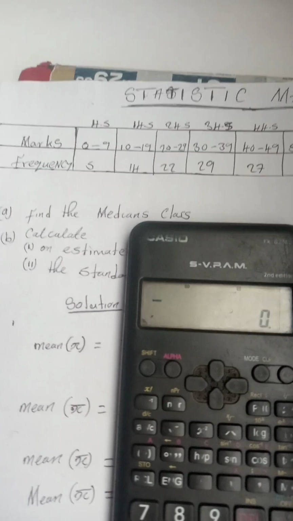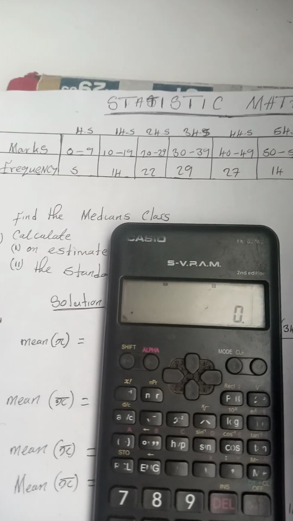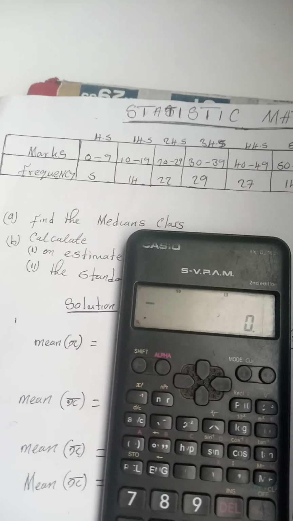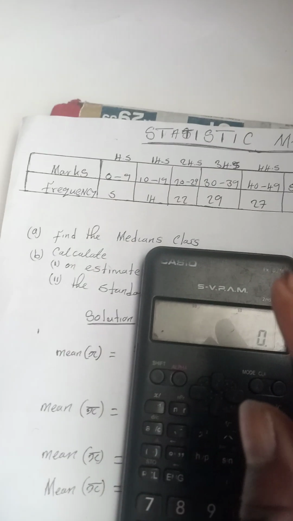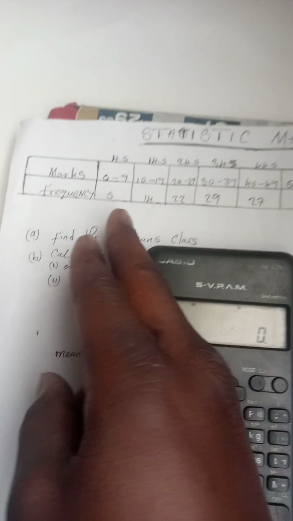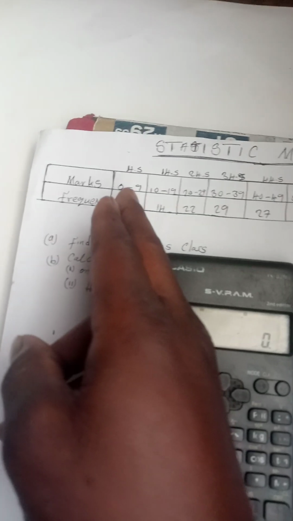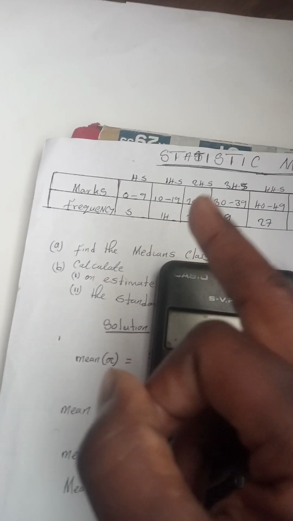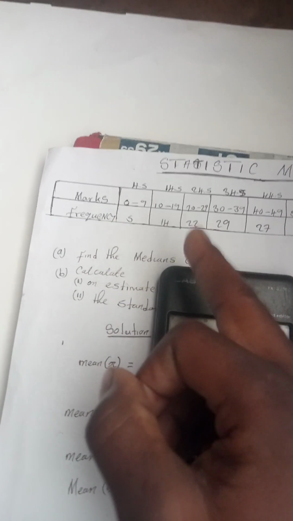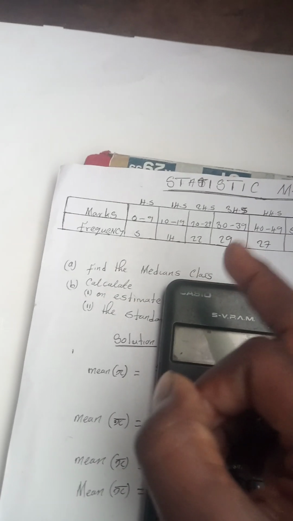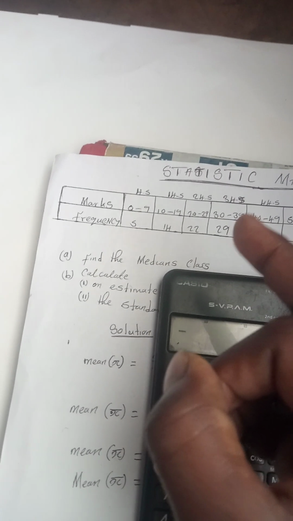As you can see, we have been given marks and frequency. You are supposed to first find the midpoint of the marks. How do you find the midpoint? You add the values and divide by 2. For example, 0 plus 9 gives you 9, and dividing by 2 gives you 4.5. Then 10 plus 19 gives you 29, and after dividing by 2, it gives you 14.5.